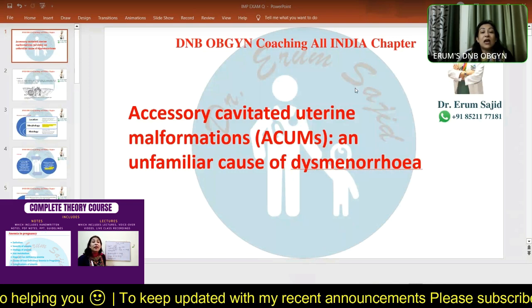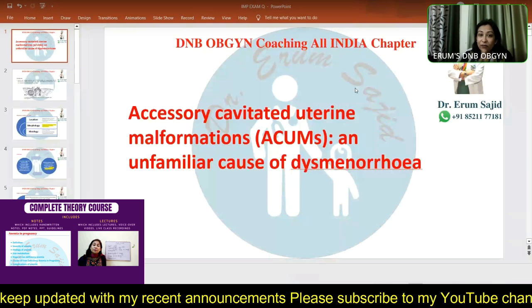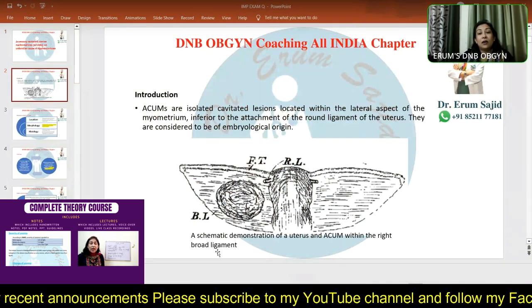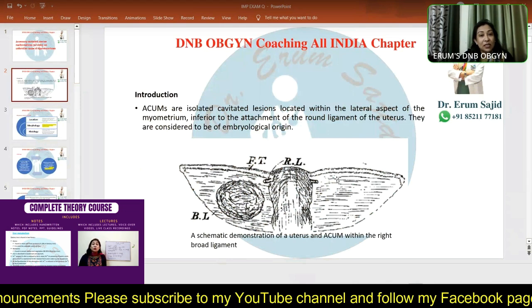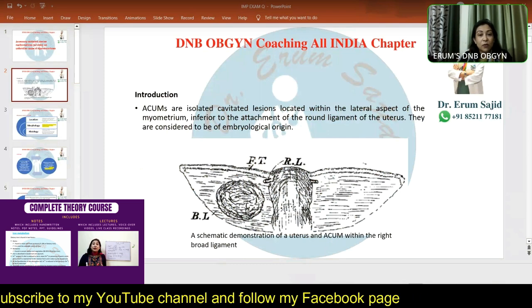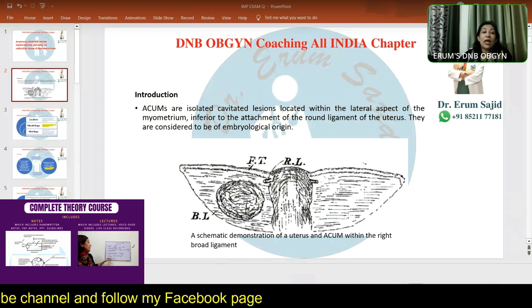So let's start with accessory cavitated uterine malformation. Like I said, I gave you the hint of what exactly it is. So here is the pictorial memory. This is all made from the TOG article. I've just taken important points from it and made this into a small lecture for you to understand. So I call them ACUM.